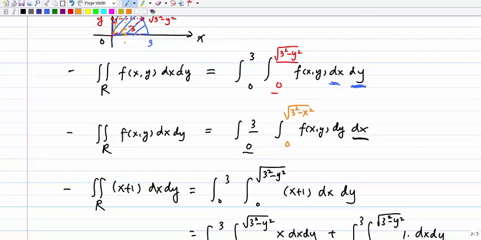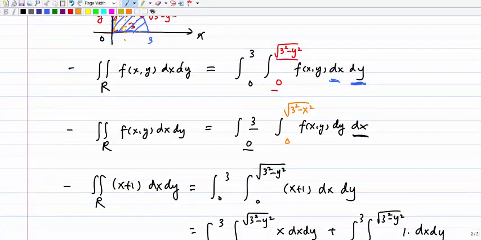Okay, the last part, this next question: evaluate the double integral of this guy. This is given by x plus 1, so I have replaced f. I give you the actual value of f(x,y), which is x plus 1, to calculate this double integral. I can use any one of these two approaches, lower bound, upper bound, but I just select the first one.